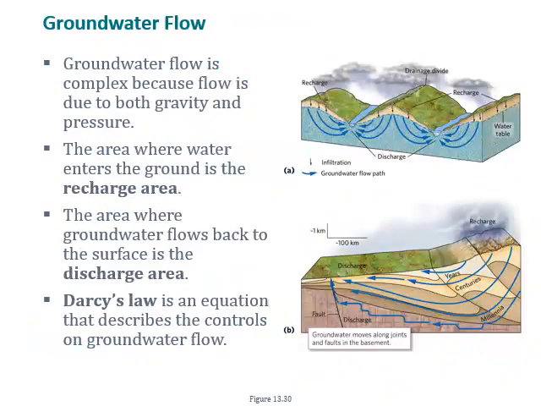Groundwater flow is complex because flow is due to both gravity and pressure. The area where water enters the ground is known as a recharge area, whereas the area where groundwater flows back to Earth's surface is known as the discharge area. Darcy's law is a mathematical equation that describes the controls on groundwater flow.